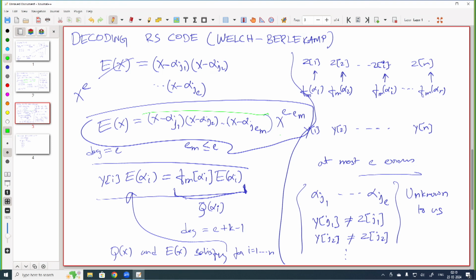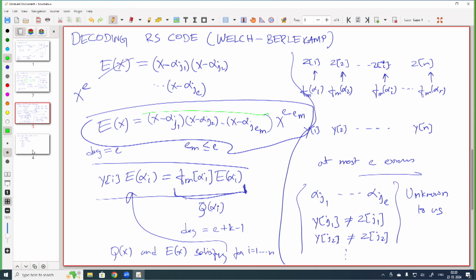And so, I think this answer brings up the question that you asked. So, these alphas, I will choose them to be non-zero. 0 will create a problem here for this guy. Yeah. So, no matter how many errors there are, as long as the number of errors is less than or equal to e, this error polynomial is well defined, and its degree is exactly equal to e.